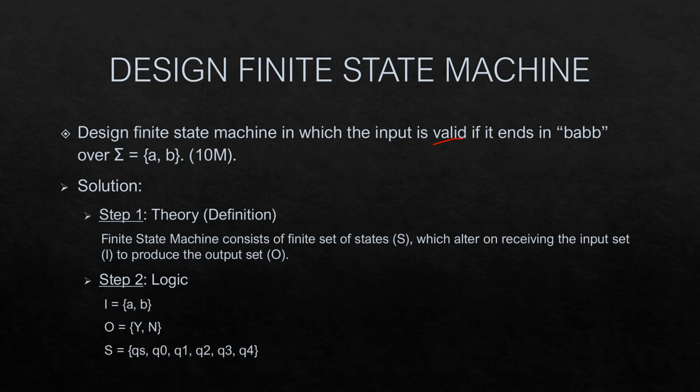Next, S will be A represented by Q0, B, then we have BA, BAB and BABB. So there are QS, Q0, Q1, Q2, Q3 and Q4 states representing all these types of strings or substrings that can be scanned by our FSM to reach the state which will declare that this given input string has ended in BABB.